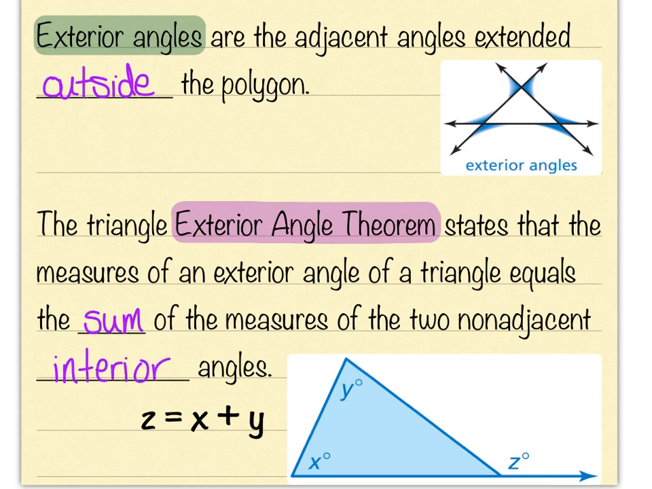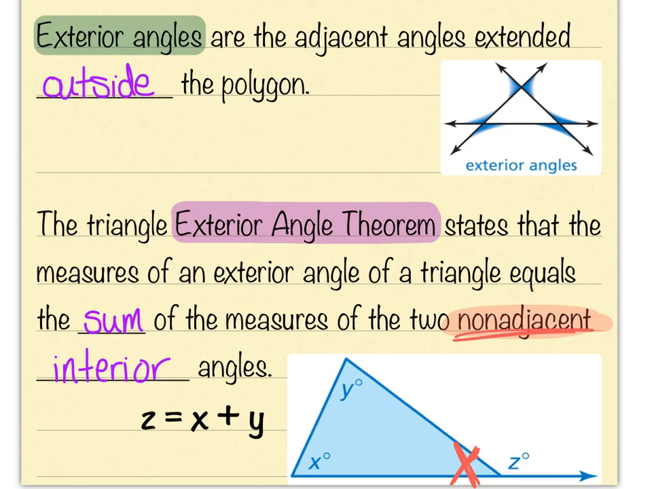And so that's a really lengthy definition for something that's not super complicated. When it says that it's the sum of the two non-adjacent angles, that's kind of important that we discuss that. Non-adjacent would mean not next to. So if angle Z is my exterior angle, the adjacent angle next to it would be this one that I'm marking with an X. And so that's not what we're talking about. When we say non-adjacent, we're saying not next to.